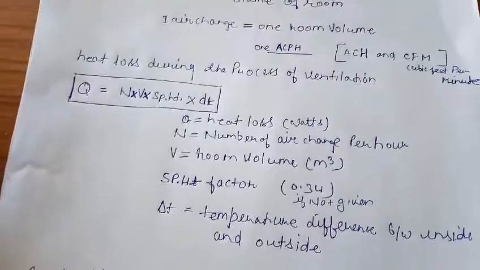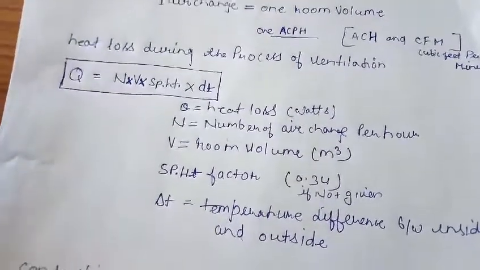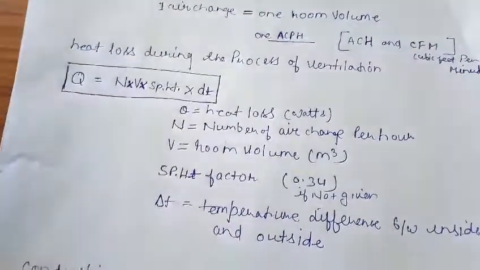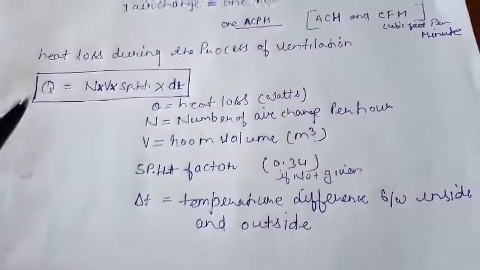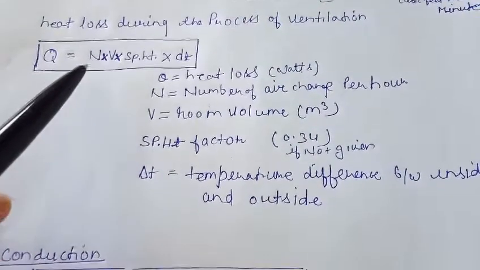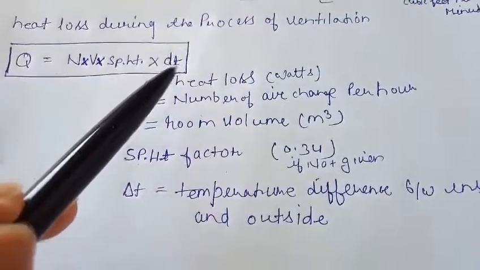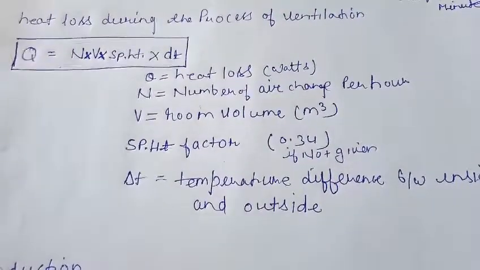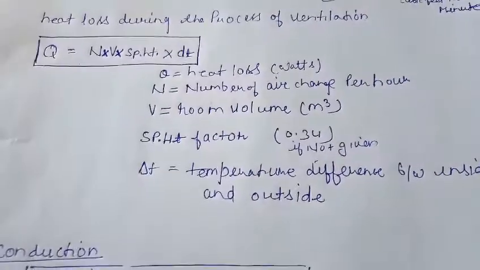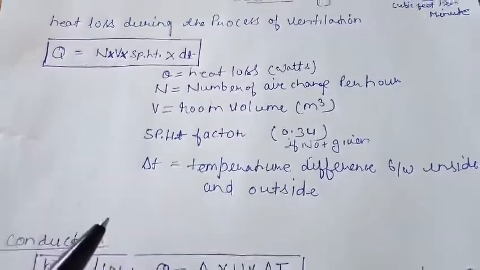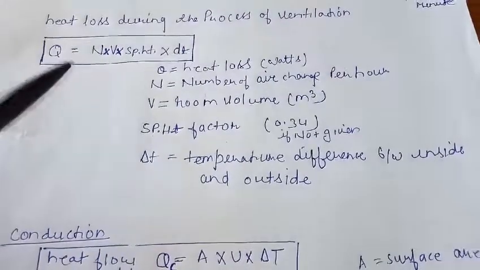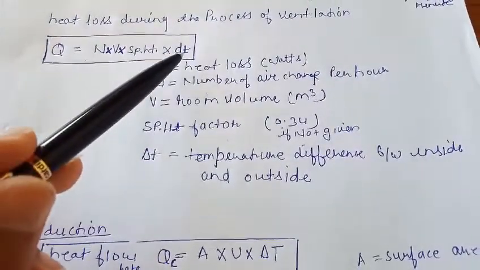So first we have to understand the heat loss during the process of ventilation. Air change is required for the process of ventilation. Heat loss Q is equal to N into V into specific heat into dT. Here Q is the heat loss, in watts, N is the number of air changes per hour, V is the room volume, then the specific heat factor, then delta T, the temperature difference between inside and outside. So this becomes the formula N into V into specific heat into dT.